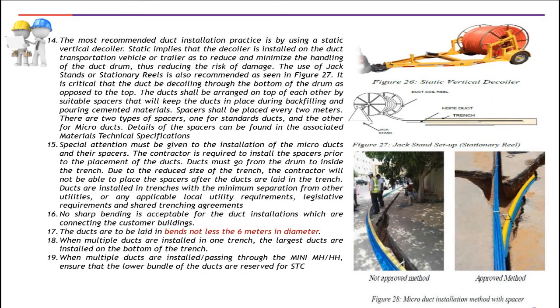This is just a continuation of the previous slide. The most common duct installation practice is using a static vertical decoiler, as you can see in figure 26, because this will accelerate setup time and installation time as well. Another installation practice is using a jack stand. As you can see in figure 27, it is very critical that the duct be decoiled through the bottom of the drum as opposed to the top.